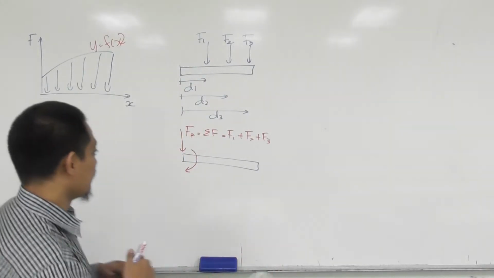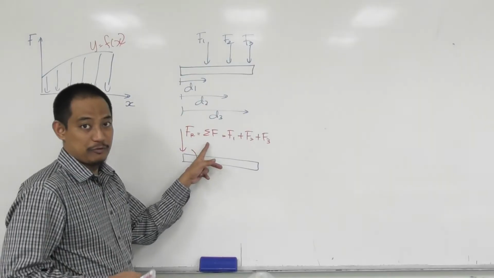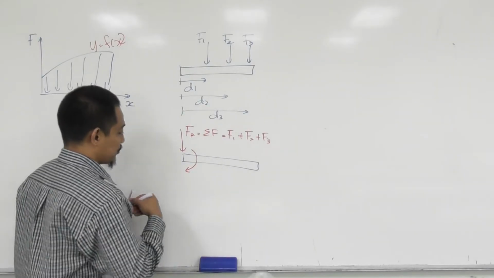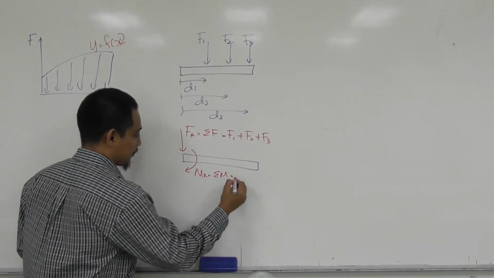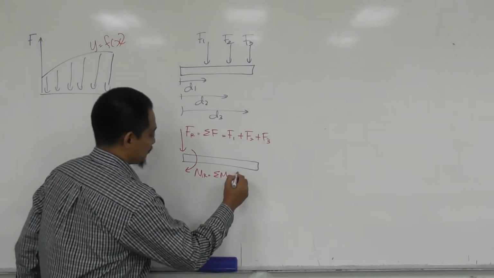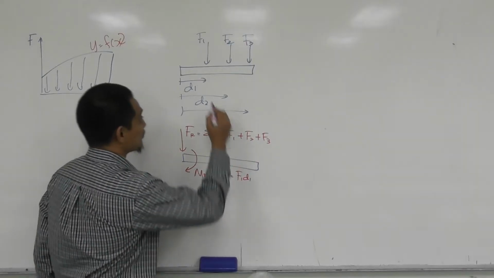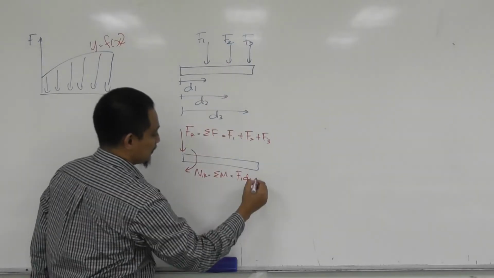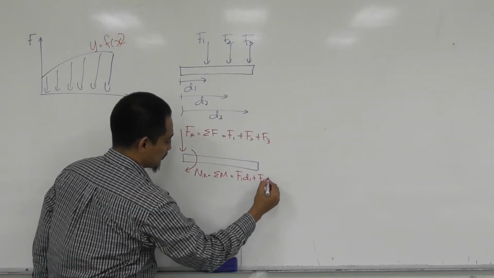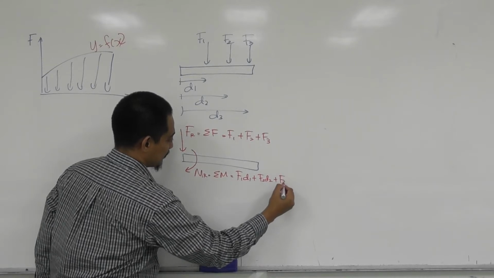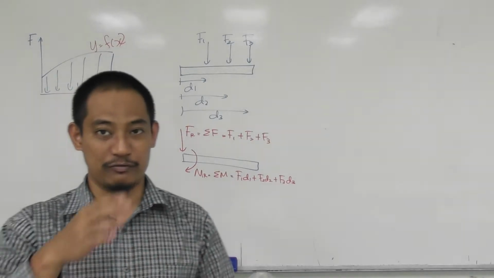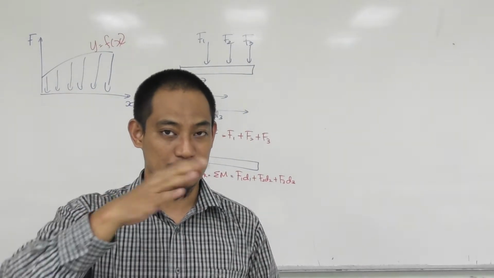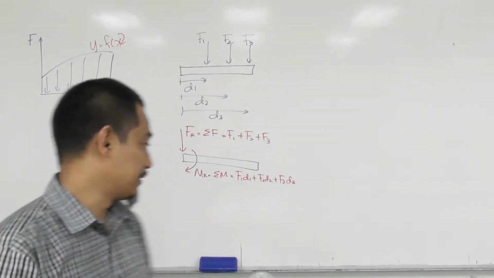You have learned that before. Basically, it's a summation of force. And then the Mr should be the summation of moment, in essence F1 times D1, the moment for this one, plus F2 times D2 plus F3 times D3. So it's the summation of each individual moment corresponding to each individual force.